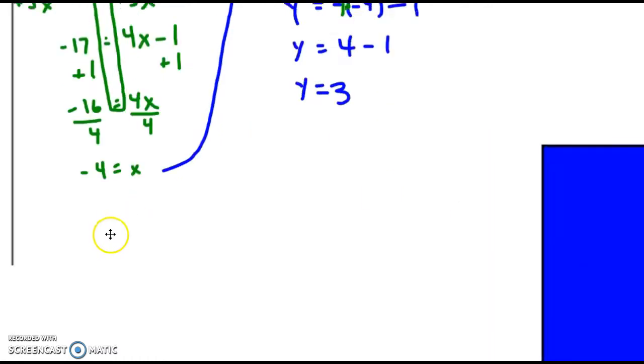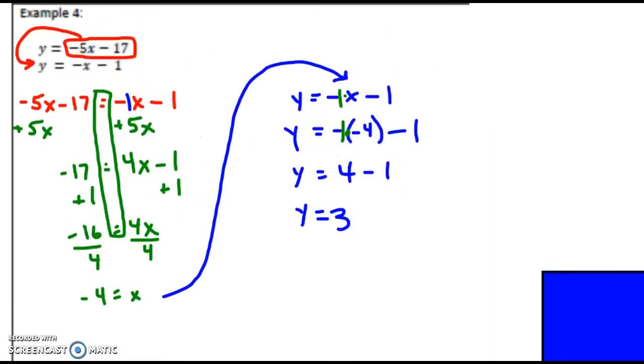So I did not write my sentence for my point of intersection. So let's do that. The point of intersection is negative 4, 3. And I'll let you do the check because I have trouble using the mouse to write on here.